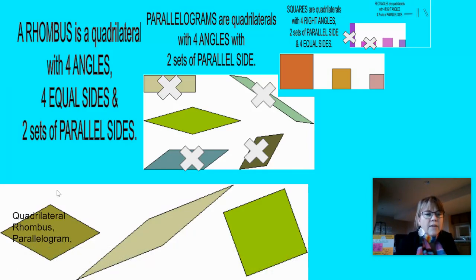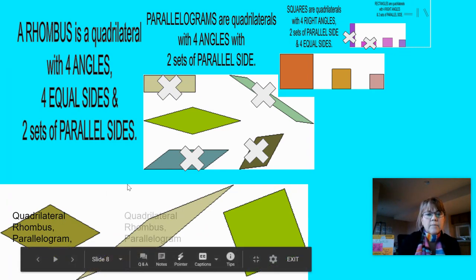So we have that first shape on the left bottom. It's a quadrilateral. It is a rhombus. And it is a parallelogram. It is also a polygon. Remember, all of these shapes up on the screen right now are polygons. It's just another way to categorize them.